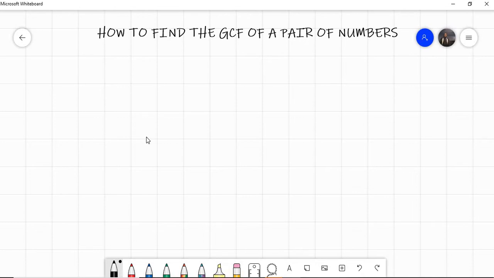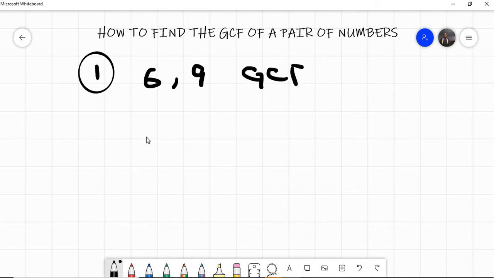Today we're going to learn how to find the GCF of a pair of numbers. GCF is the short form of the greatest common factor, the highest number both the given numbers can share. First example, we're given 6 and 9, and we are asked to find the GCF, the greatest common factor they share.